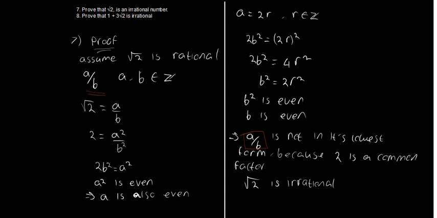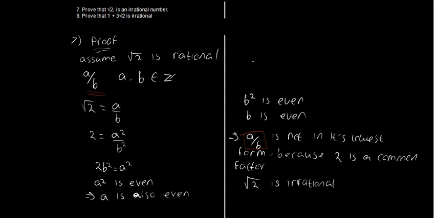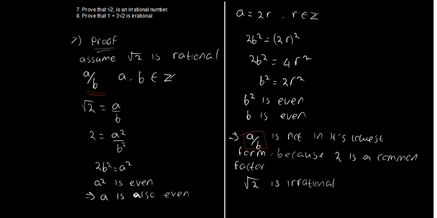But then once we prove that a squared is even and b squared is even, this leads us to a contradiction because the common factor there will be 2. But our assumption was that these things are in their lowest terms. So meaning square root of 2 is irrational. Okay, now let's move on to another question. Let's give you a chance to copy that down.